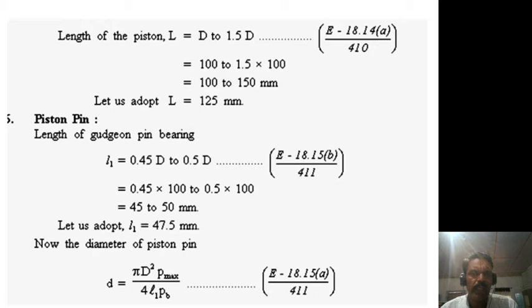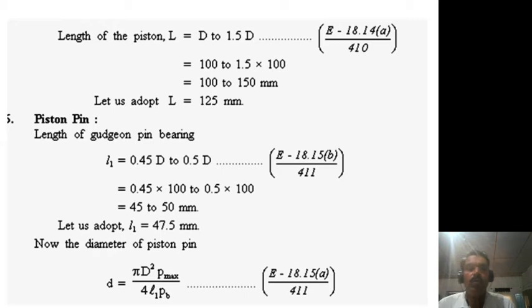So here in this design, the length of the gudgeon pin bearing is L1. So small l is different, L1 is different, capital L is different. So don't get any confusion here. Small l is nothing but the length of the skirt, capital L is nothing but the length of the piston, but small L1 is nothing but the length of the gudgeon pin bearing. Okay. So the gudgeon pin bearing is also called the gudgeon pin bush.